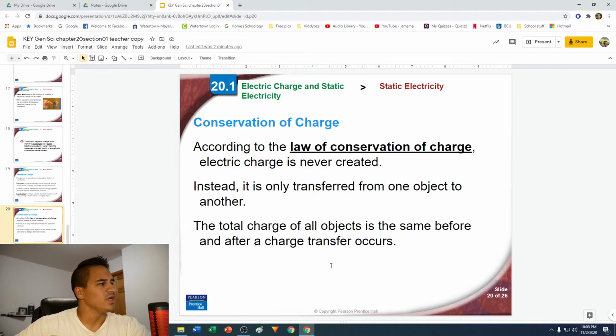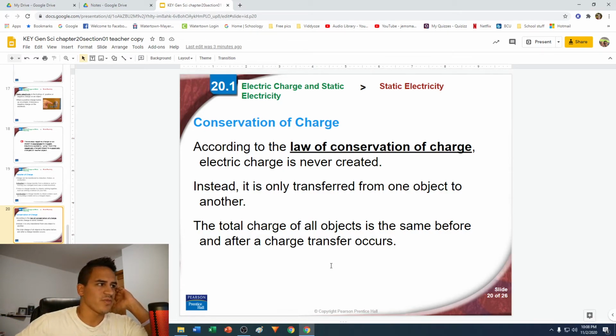Okay, so charges, of course, are always around us, and they are moving all the time. Now, the question we might ask is, well, what happens to electric charges once they go somewhere? Let's say they build up in my body, and I touch a doorknob, and it discharges. Where does it go? Do they just disappear?